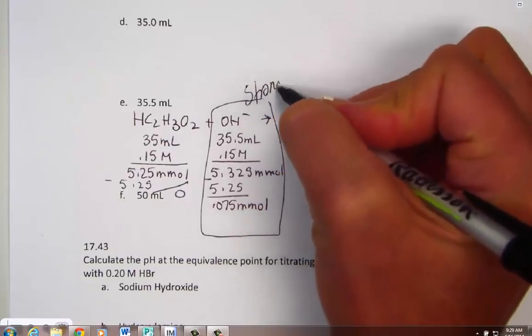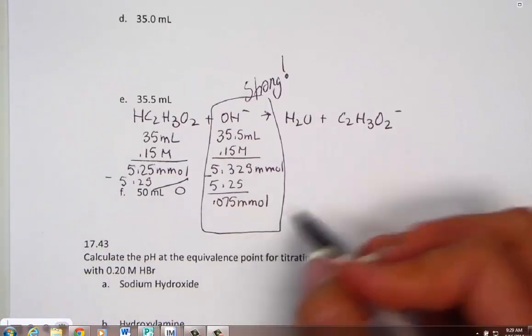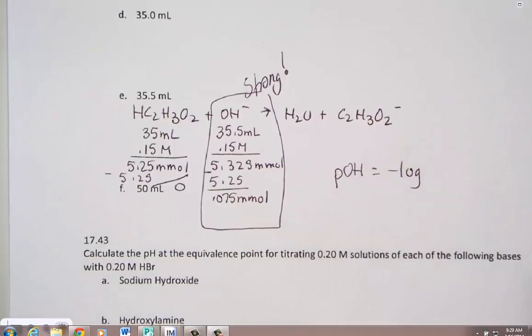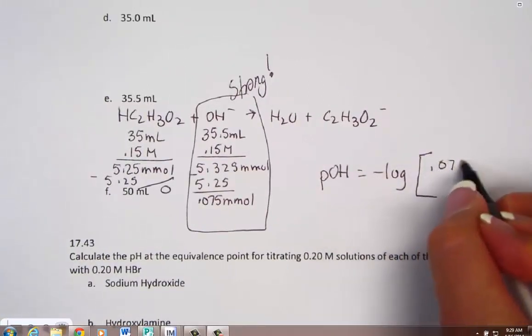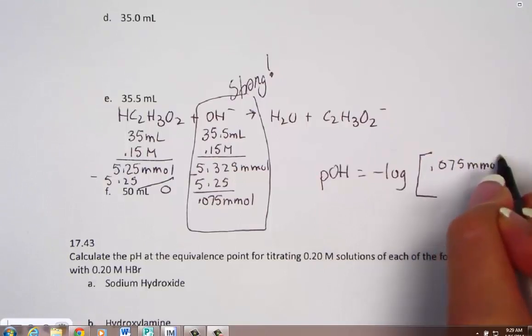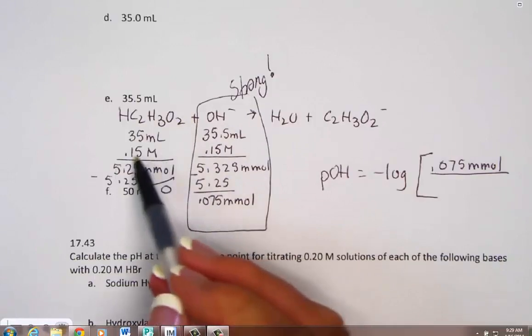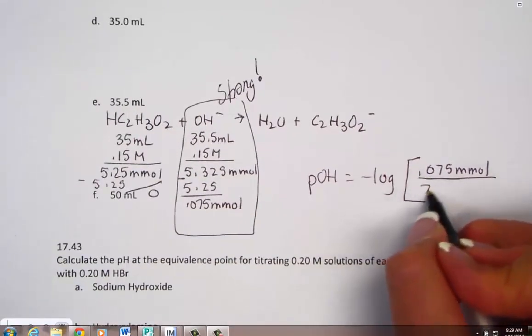And now all of a sudden I go, oh, the excess reagent is the base. And the base was strong, so I don't care about anything else. The strong will dominate the influence on pH. I just now will say, okay, what's the pOH? It's simply taking the negative log of the molarity. It's not Henderson-Hasselbalch, so I need a new combined volume. 35.5 plus the original 35, we have 70.5 mLs.